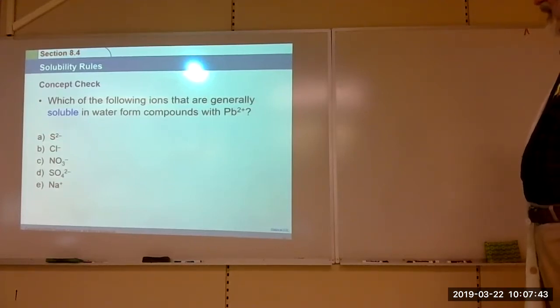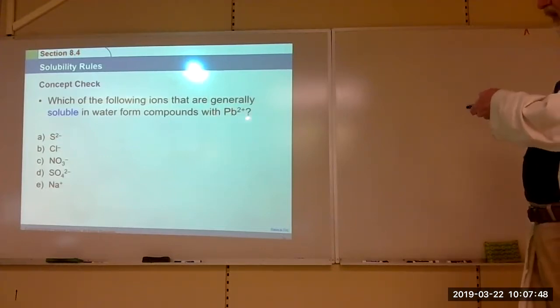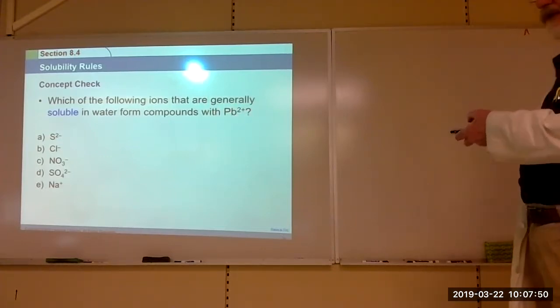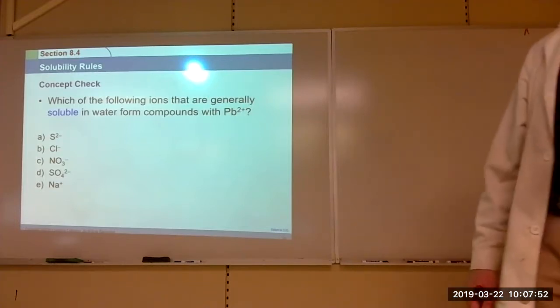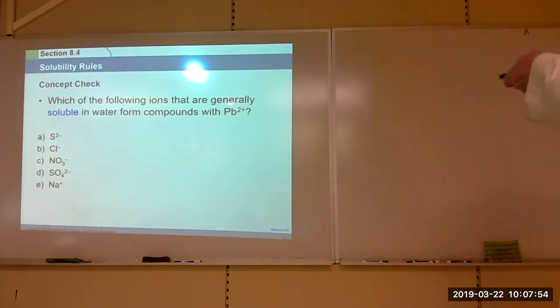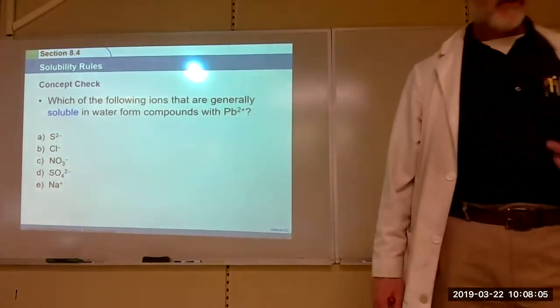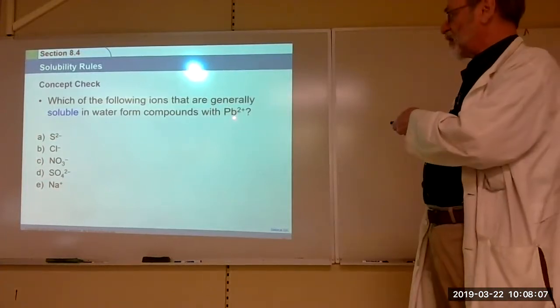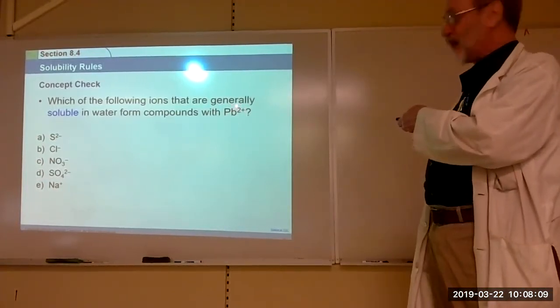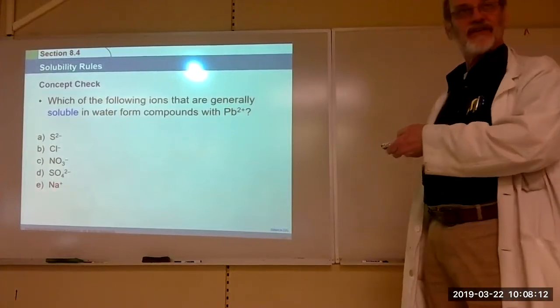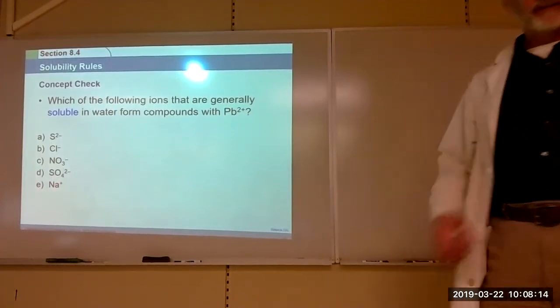Which of the following ions are generally soluble in water when combined with lead 2+ ion? Well, you have to look at your chart and say, all right, let's look at lead with sulfide, chloride, nitrate, sulfate. And this is a stupid one, right? Because you don't form ionic compounds between a positive ion and a positive ion. So E is definitely out.